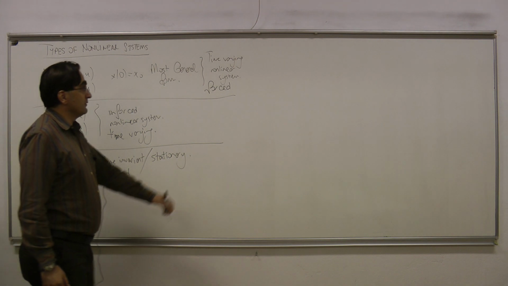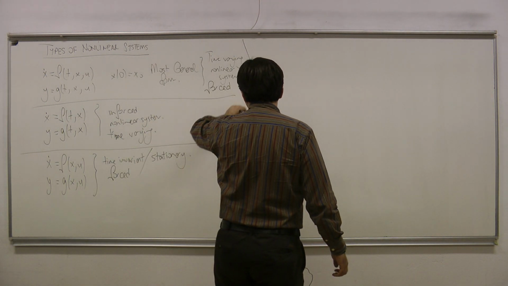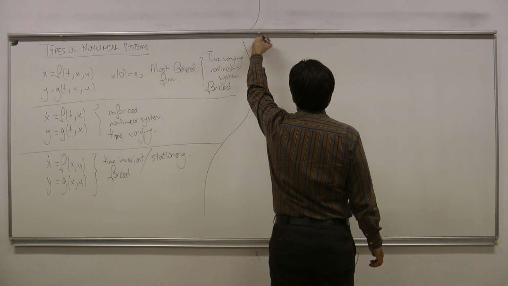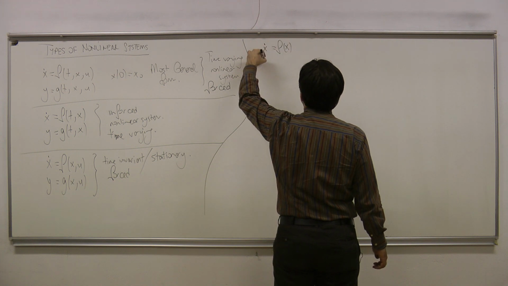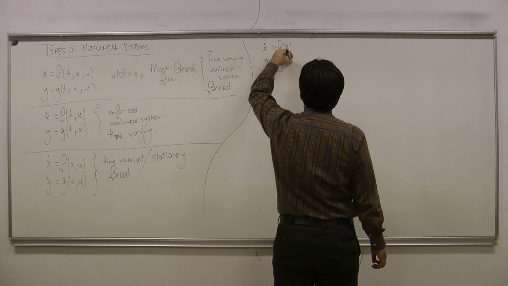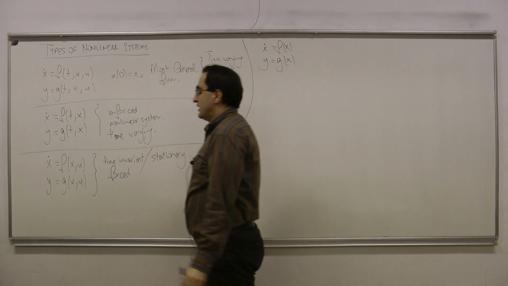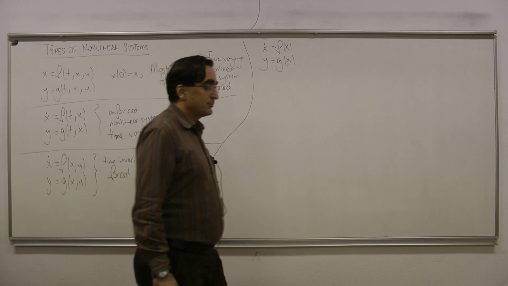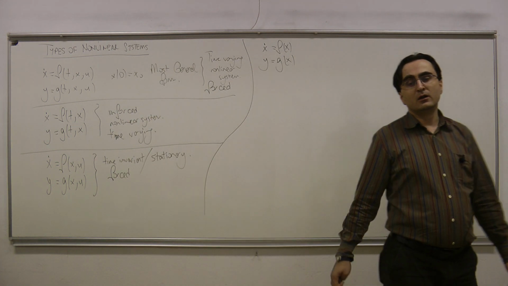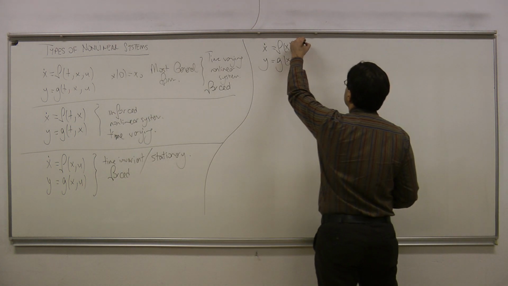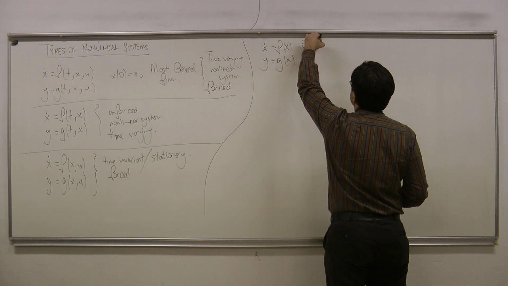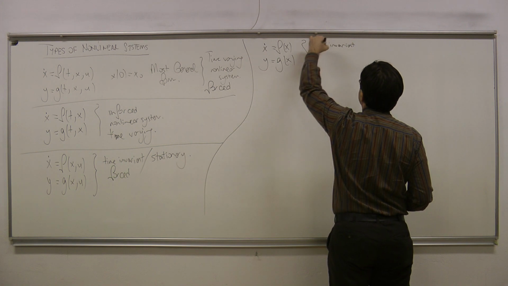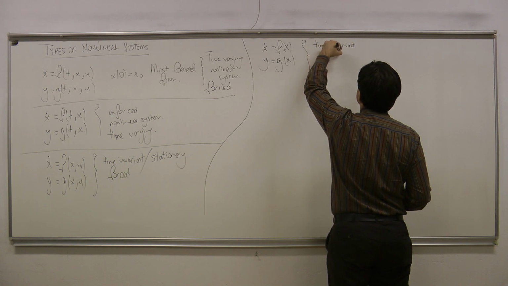And the last case that we can talk about, probably the one that we're going to use the most, is a system of this type. X dot is equal to f of x, and y is equal to g of x. This system does not depend on any input, and you see that there is no explicit dependence on time either. That means that this system is time invariant and it is unforced. Okay?